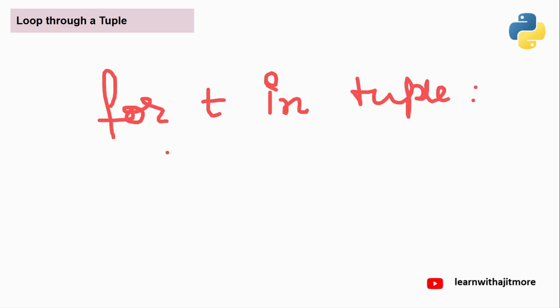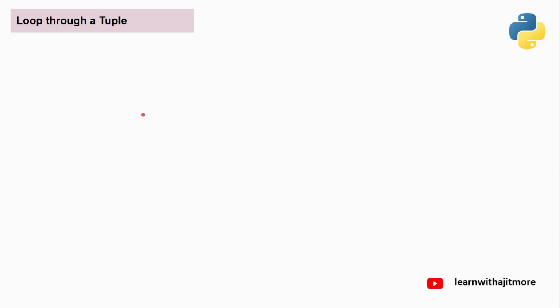For every iteration one value from the tuple will come in t, and whatever logic is implemented below, it will run that logic. So for every iteration one value from the tuple will come in t and it will run the logic. Next element will come in t, run the logic. When all the elements in the tuple are visited, for loop will stop. Getting? This tuple also you can traverse using index for loop.